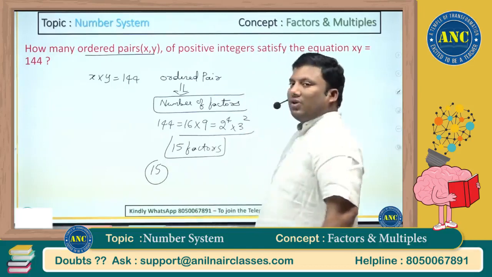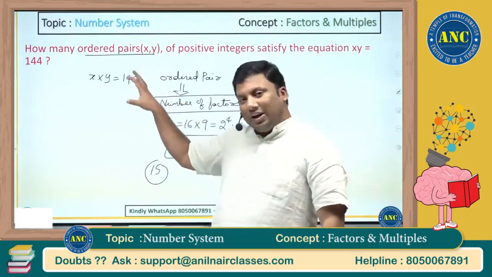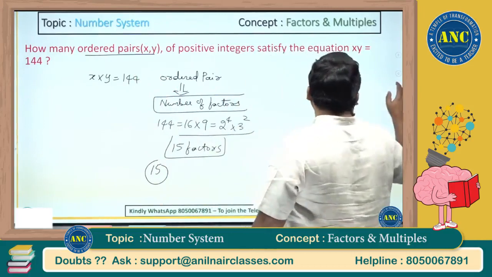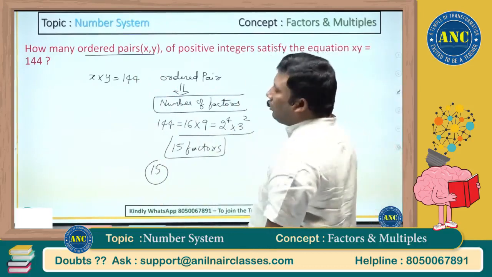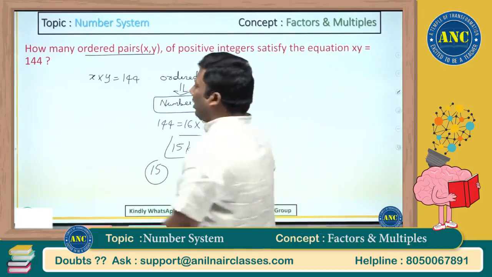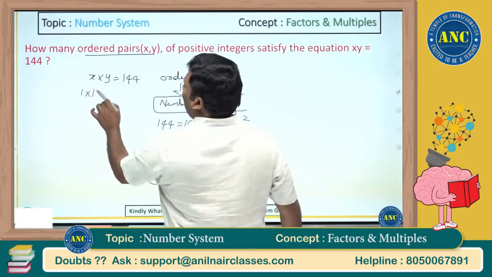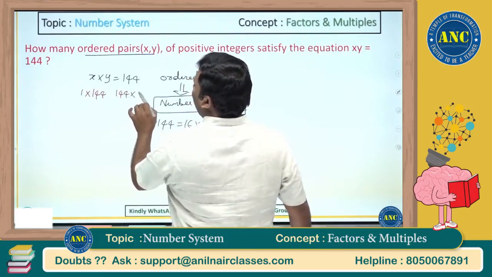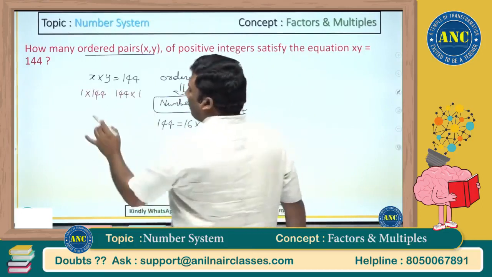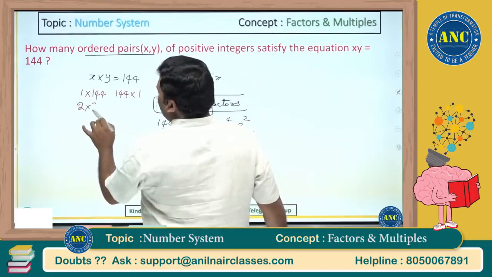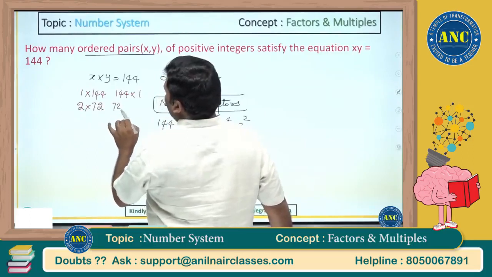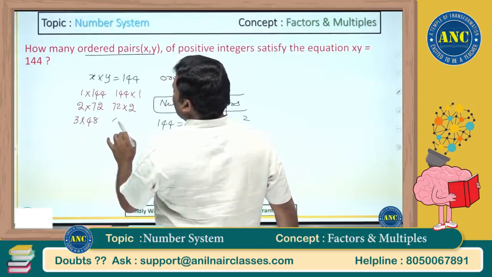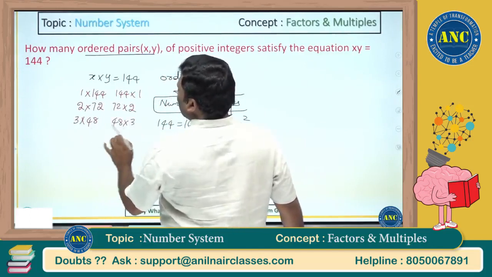Let us see whether there exist 15 ways by enumerating these cases in the foundation level problem. Now see, X into Y equivalent to 144. 1 into 144. Reverse is also allowed, 144 into 1. 2 into 72. Reverse is also allowed, 72 into 2.